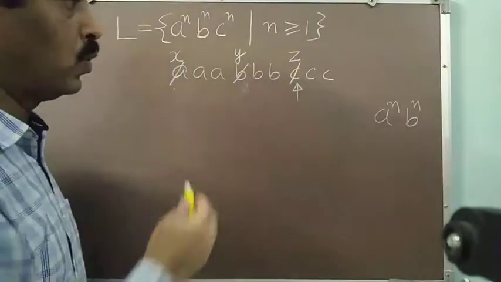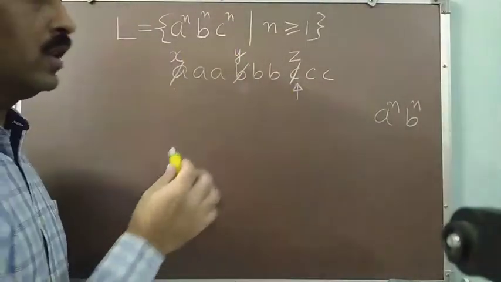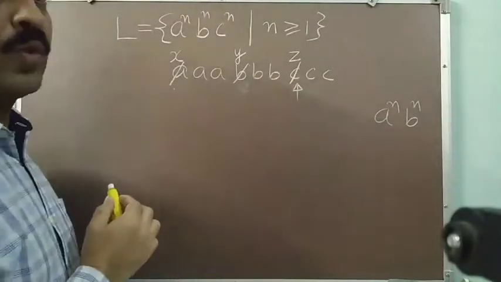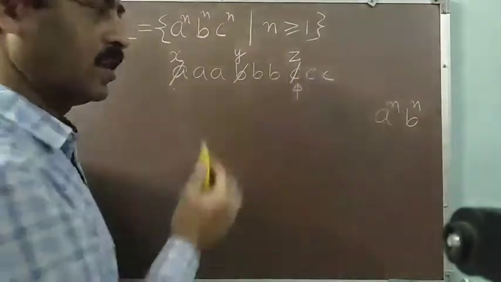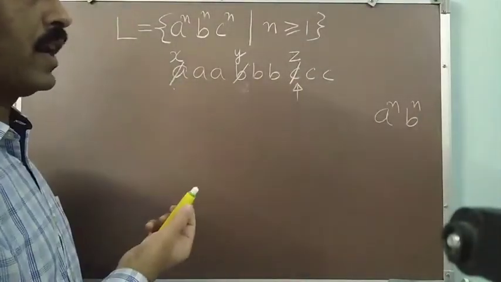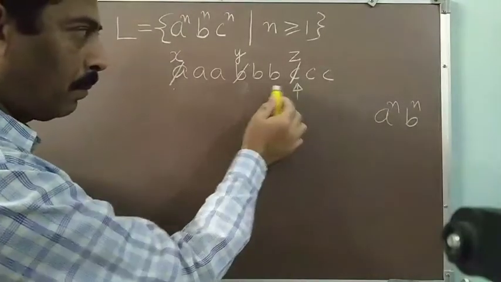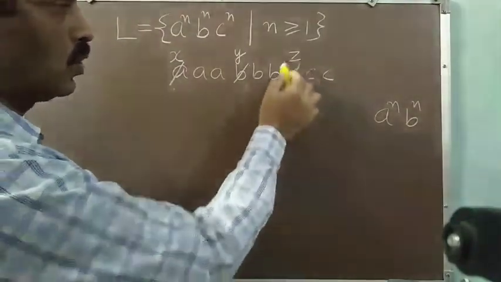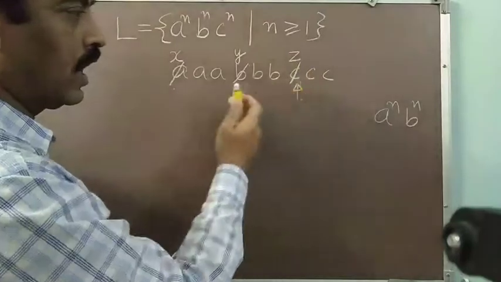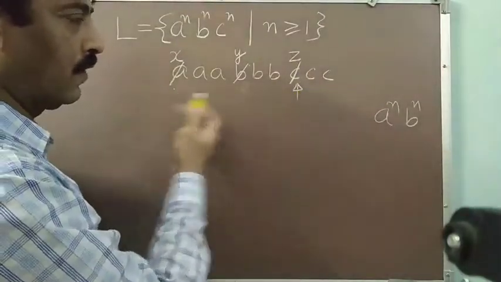Now what do I have to do? I have to again repeat this process. I have to again find the leftmost A and then repeat the process. To find the leftmost A, what do I have to do? I have to come back towards the left direction. So after processing this C, I will start coming towards the left.